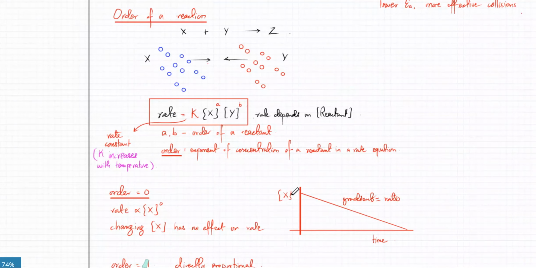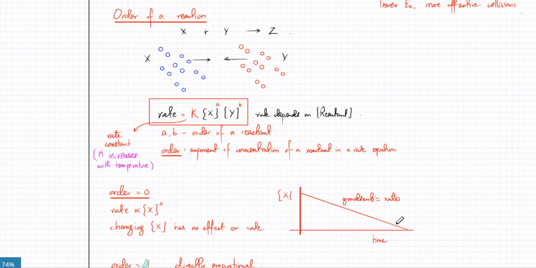As the concentration of X is decreasing, the speed with which it's decreasing remains constant. That means when you decrease the concentration of X, the rate of the reaction should slow down, but it doesn't slow down. Remember, the gradient is the rate of the reaction. So the gradient does not change. It should slow down. It should take a longer time. Normally this is what happens.